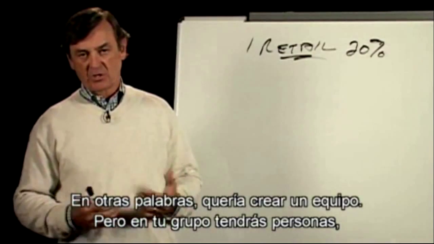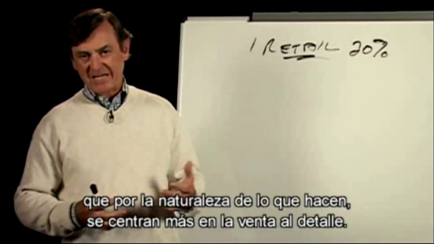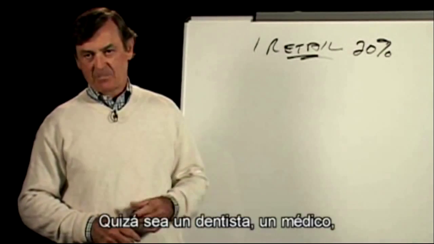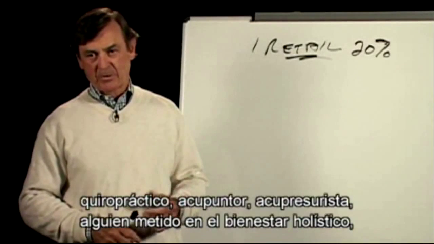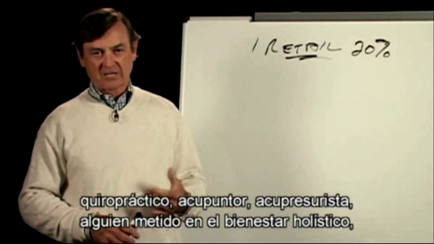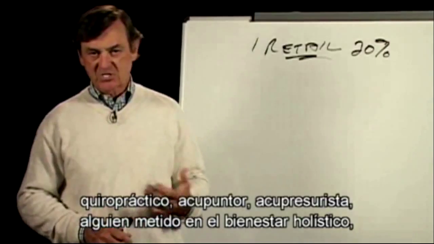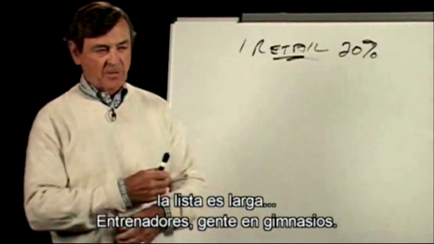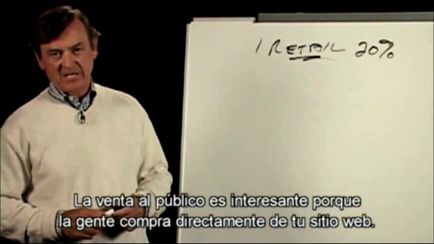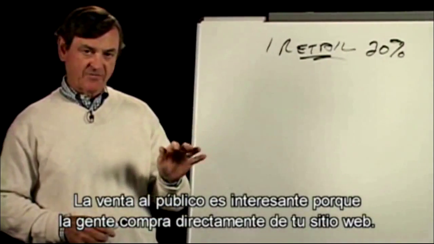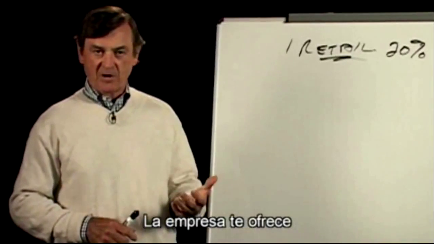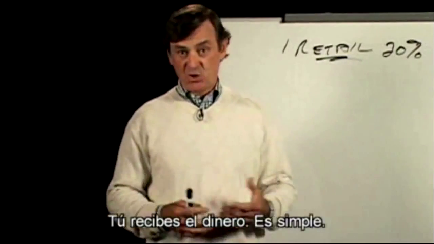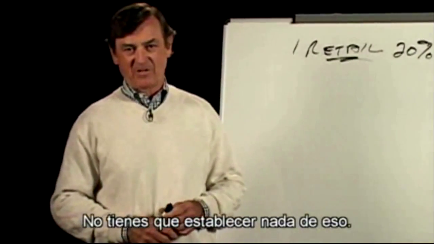But you'll have folks within your group that, just by the nature of what they do, are more focused on the retail side. It might be a dentist, a doctor, a chiropractor, an acupuncturist, acupressurist, someone who's into holistic wellness. I mean, the list goes on, coaches, people with fitness centers. But what's interesting about the retail is that if folks are ordering direct from someone's site, the company offers you Visa, MasterCard, American Express, all the merchant accounts are built in, you get paid. So it's pretty simple. You don't have to set all that up.